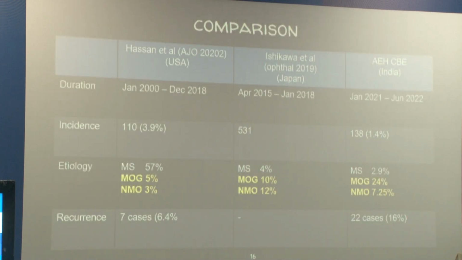We also compared our study with other studies done in the USA and Japan. The point to be highlighted is that in Indian studies, there is a higher incidence of MOG positivity. But in reality, we are treating patients without doing the serological test because the patients are not ready to do the test. And we can see the recurrence rate is higher in the Indian scenario.